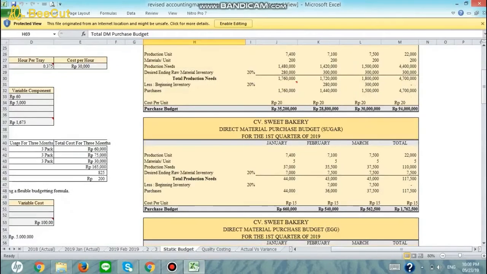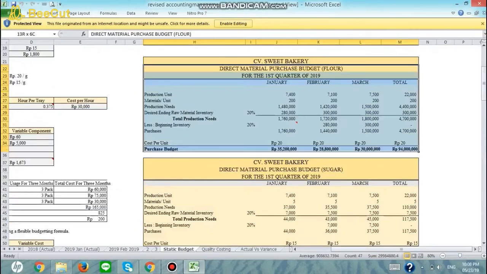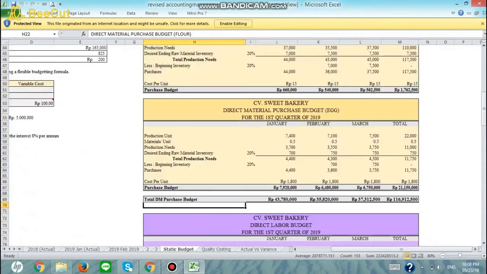Add the direct material purchase budgets from the above calculations, and we will get the total direct material purchase budget.